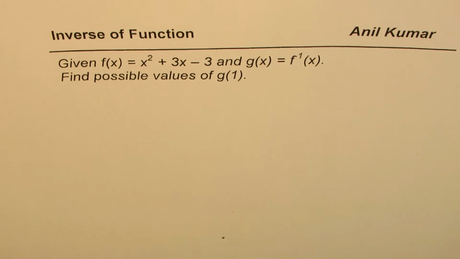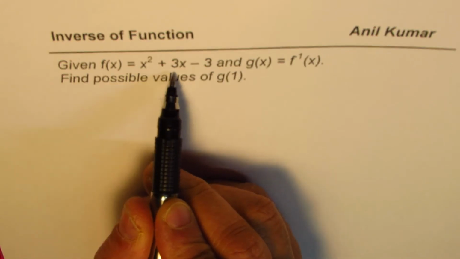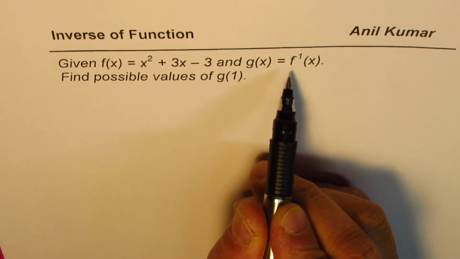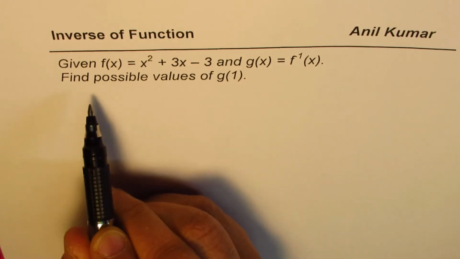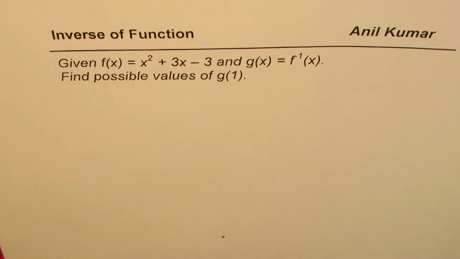The question here is based on the inverse of a function. We are given f(x) = x² + 3x - 3, and g(x) = f⁻¹(x). Find possible values of g(1). That's the question for you. You can pause the video, answer the question, and then look into my suggestion.